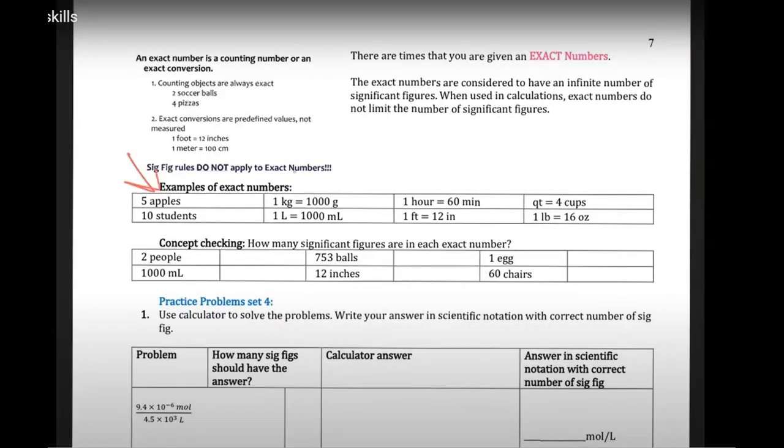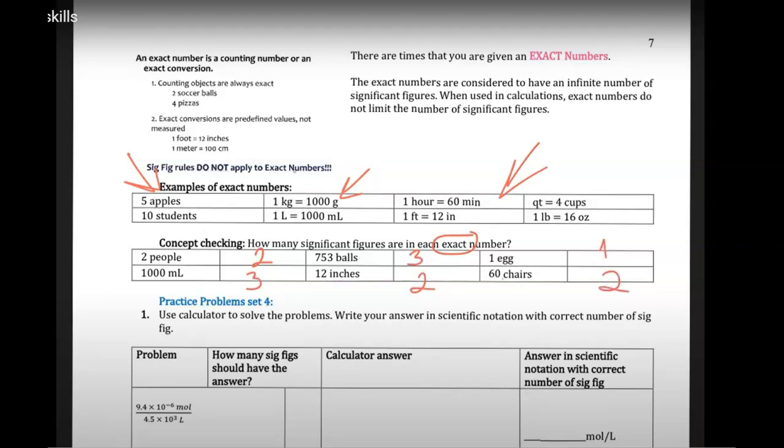So 5 apples or 10 students, so 1 kilogram equals 1,000 grams. Again, it's not like if I measure it, it's going to be 1,000 grams, but if you measure it, it's going to be 1,050 grams. No, 1 kilogram is always 1,000 grams. So all of those are going to be exact numbers. So how many significant figures are in each exact number? So you have 2, you have 3, you have 3 here, you have 2, 1, and 2.